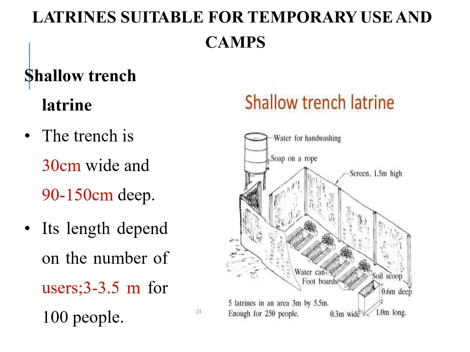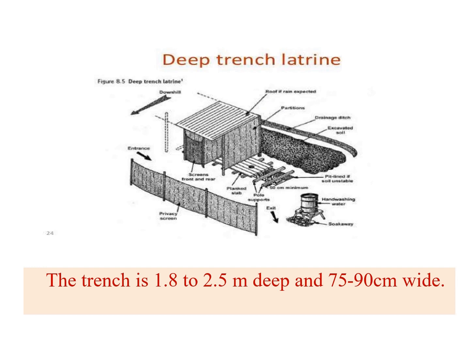You can see here there are 5 latrines in an area of 3 meters by 5 meters, enough for 250 people, with a screen. A deep trench latrine can also be used, where the trench is 1.8 to 2.5 meters deep and 75 to 90 centimeters wide.